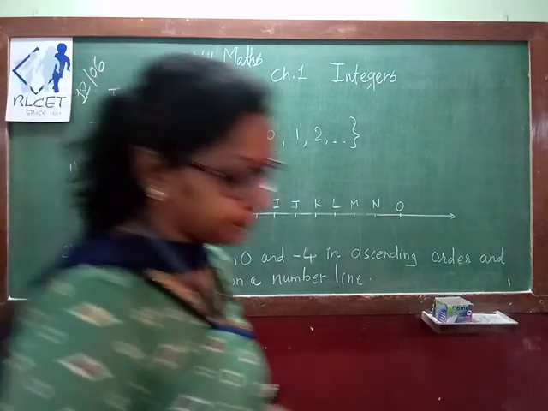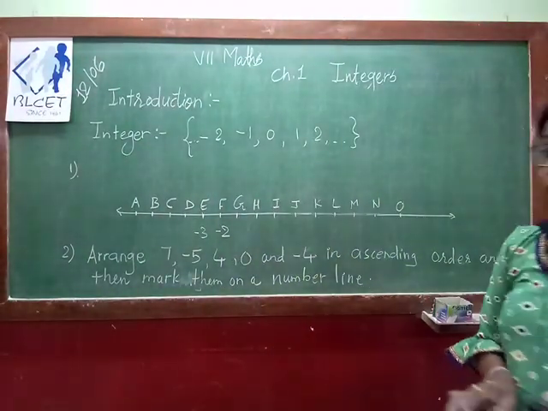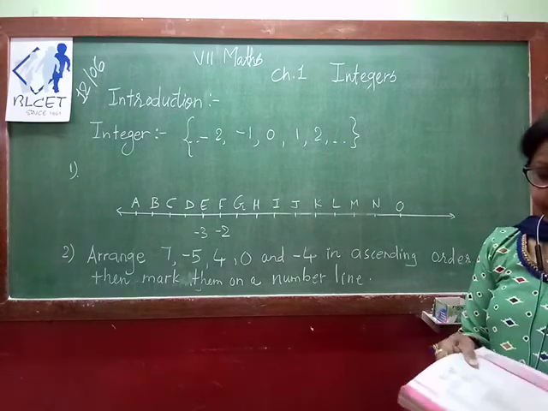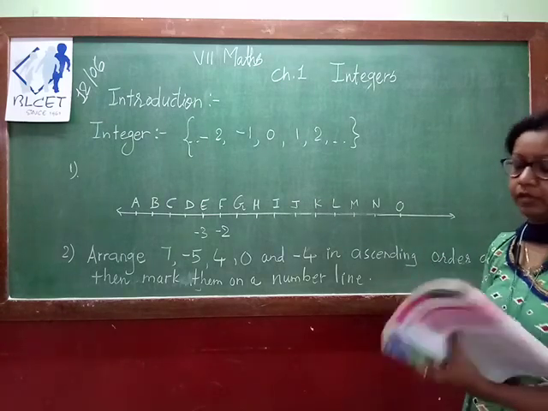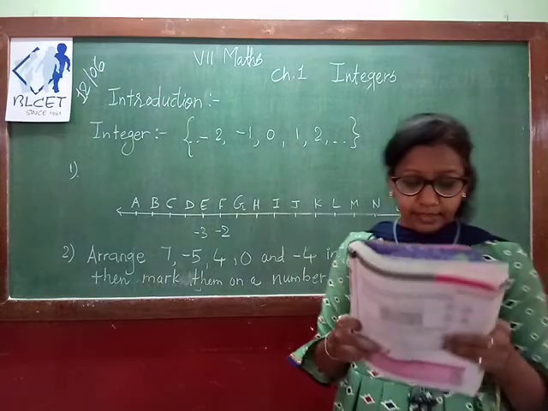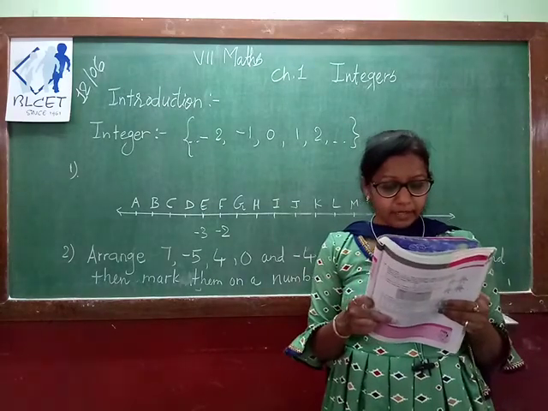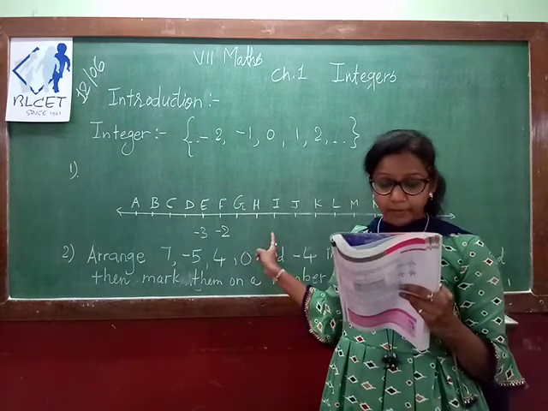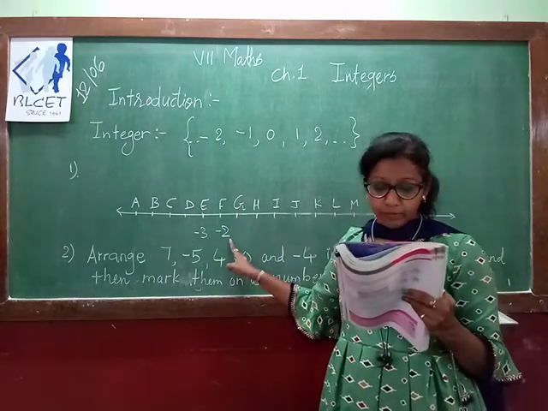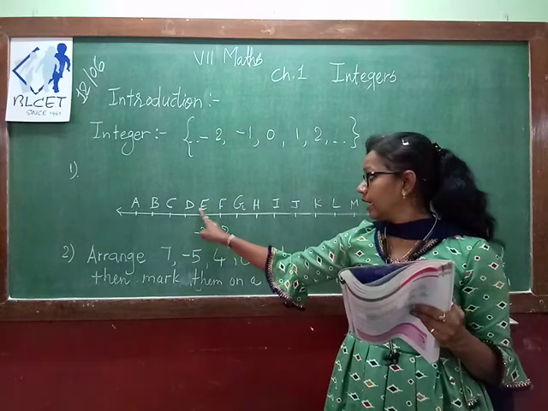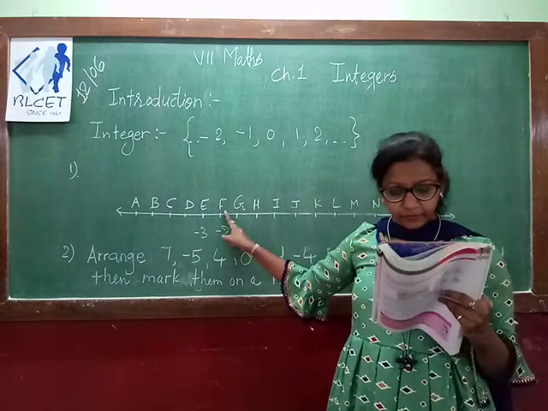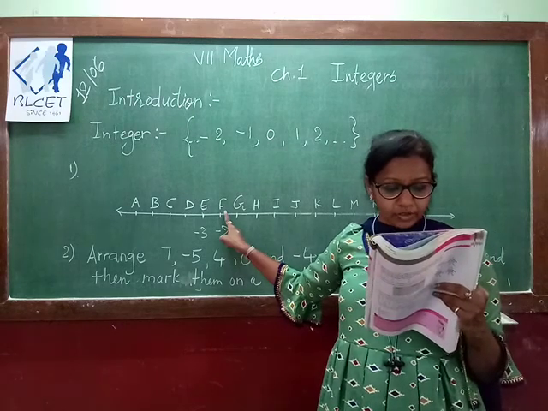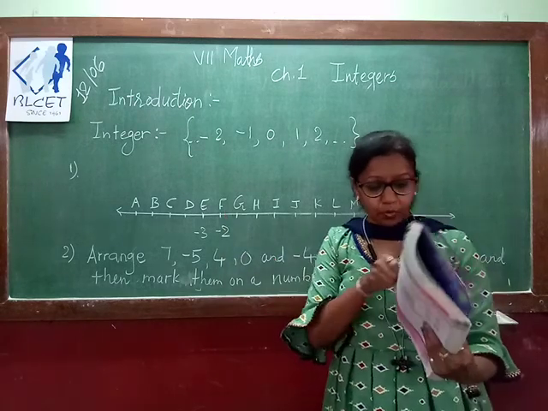Now see, one question is given in your textbook. The question is, try this. First question, the number line representing integers is given below. Where minus 3 and minus 2 are marked by E and F respectively. Which integers are marked by D, H, J and O?